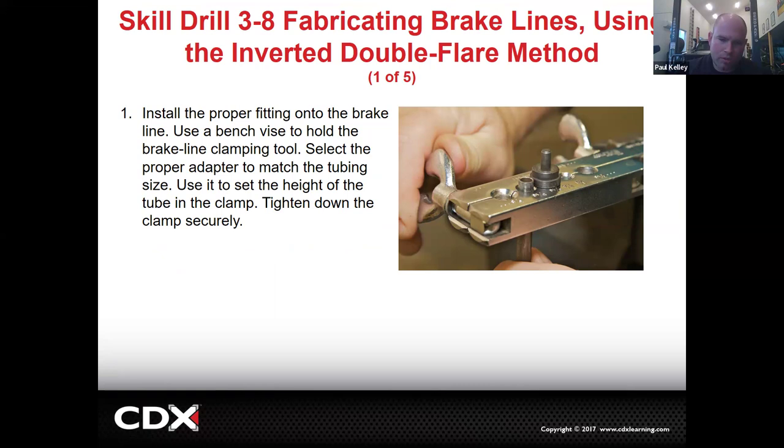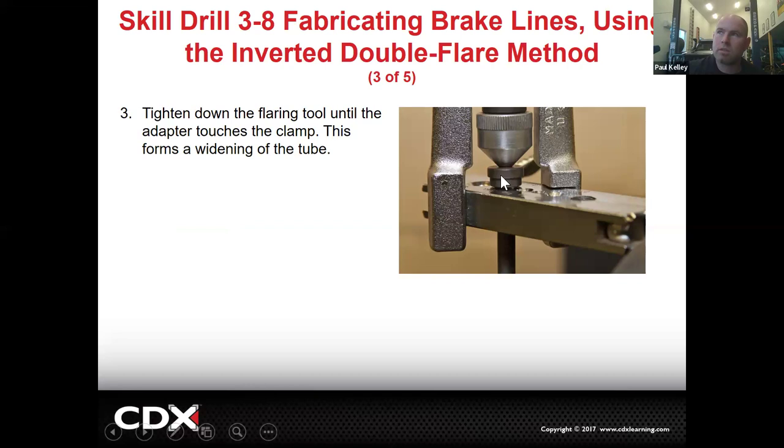So this is a flaring tool. This is a lot of times called the bar. We're setting the brake line depth that it sticks through. We'll watch a video, but you're at least going to just see some stuff, and we'll discuss. We've already had to cut the brake line and file it, by the way. Then we're going to use this die to do the first form and this one to do the second form. And that's going to do our double flare.